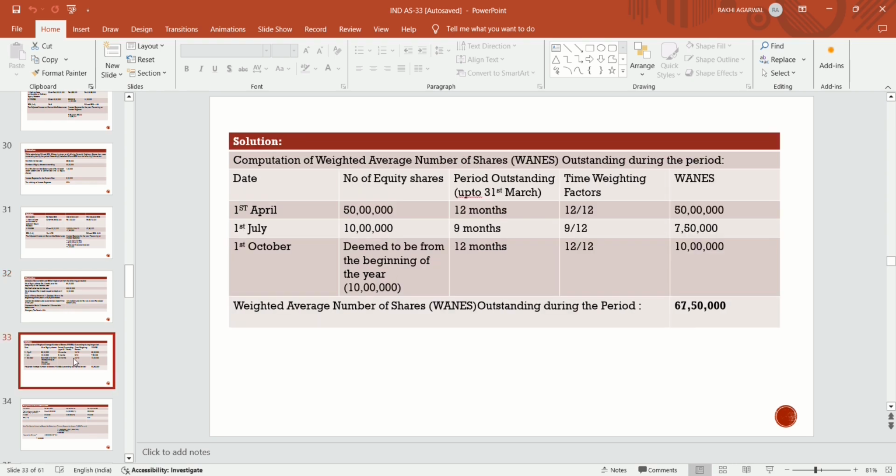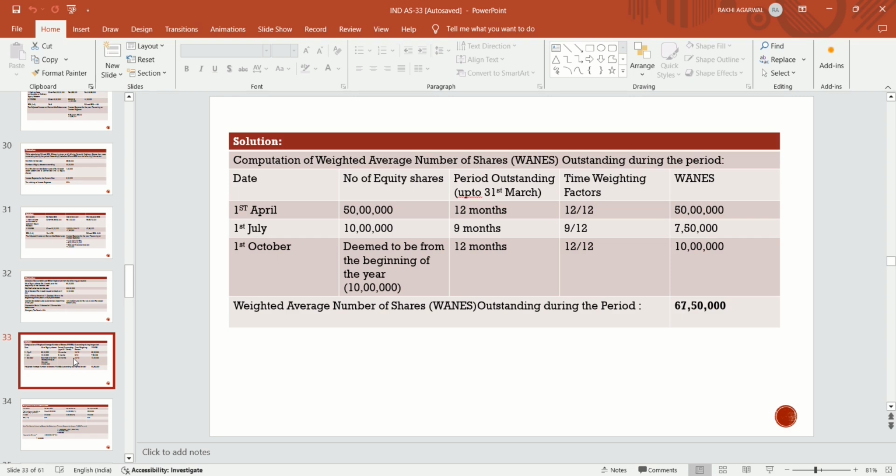There are 50 lakh shares in the opening balance. They have given 1:5, that is, for every 5 shares held they have given 1 share. So 50 lakh divided by 5 into 1 becomes 10 lakh. So these 10 lakh shares issued on 1st October are deemed to be issued from the beginning of the year.